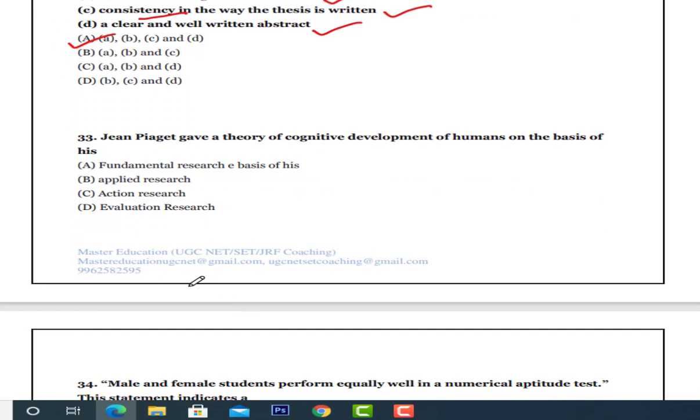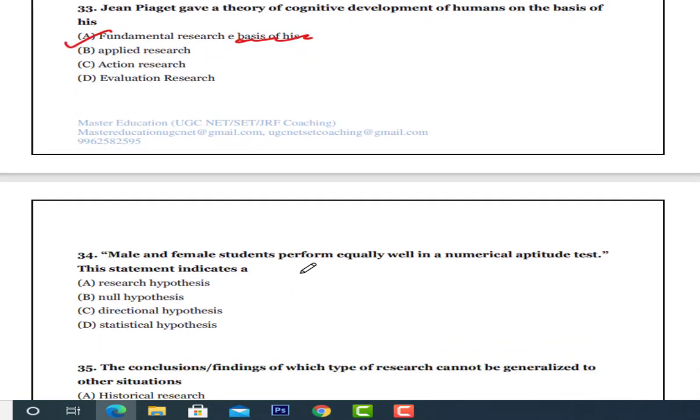The next one: Piaget gave a theory of cognitive development of humans on the basis of his fundamental research. So there is some mistake, I think. Fundamental research.